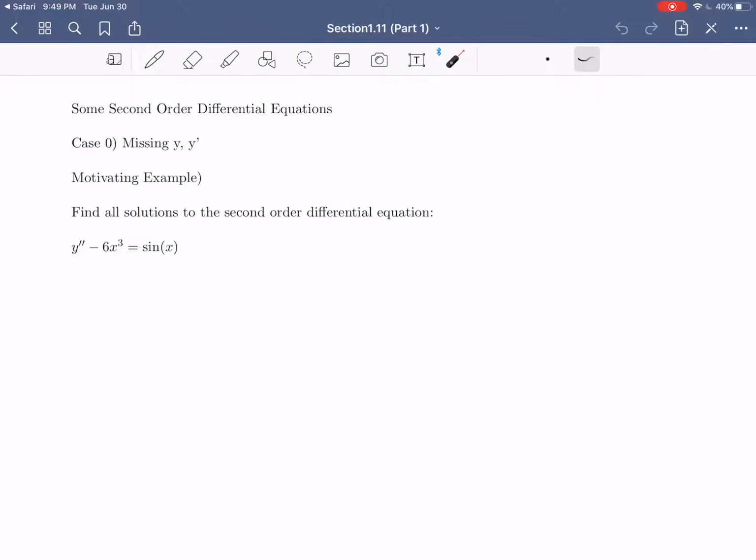The reason that sounds a little weird, starting with Case 0, is because in your textbook, they only discuss Case 1 and Case 2. Case 0, I think, is worth mentioning, so we're going to include that as well and have a brief discussion of it. But the point of this section is to show you that higher-order differential equations, with what we currently have, are very challenging to solve.